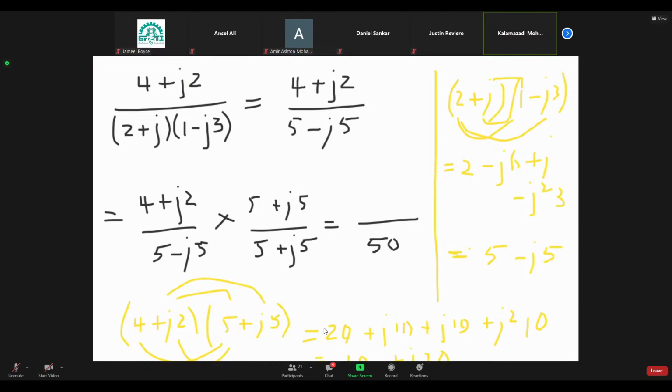The answer is 10 plus j20. So the third one we have, j10, is only 4 multiplied by the j5, which is j20. All right. So kind of forgive me this morning. I can't focus.